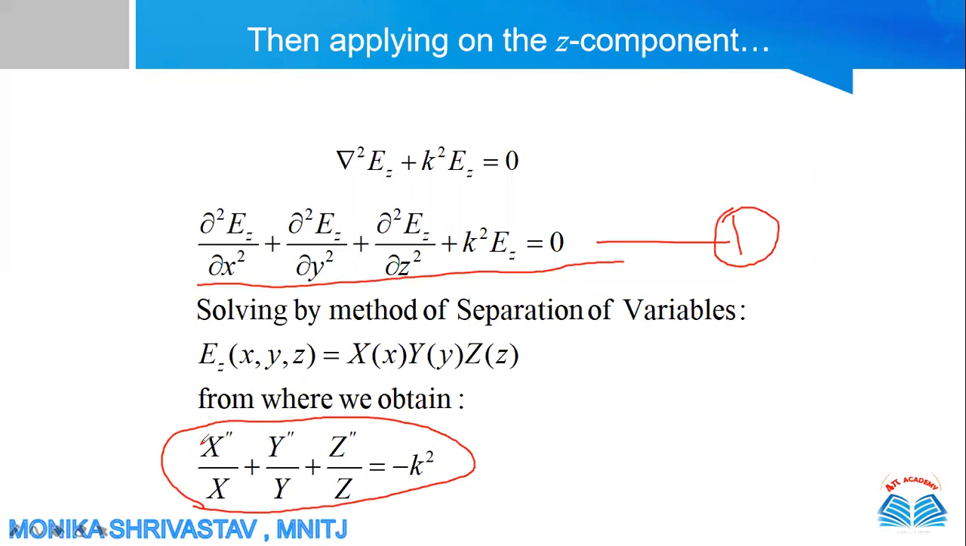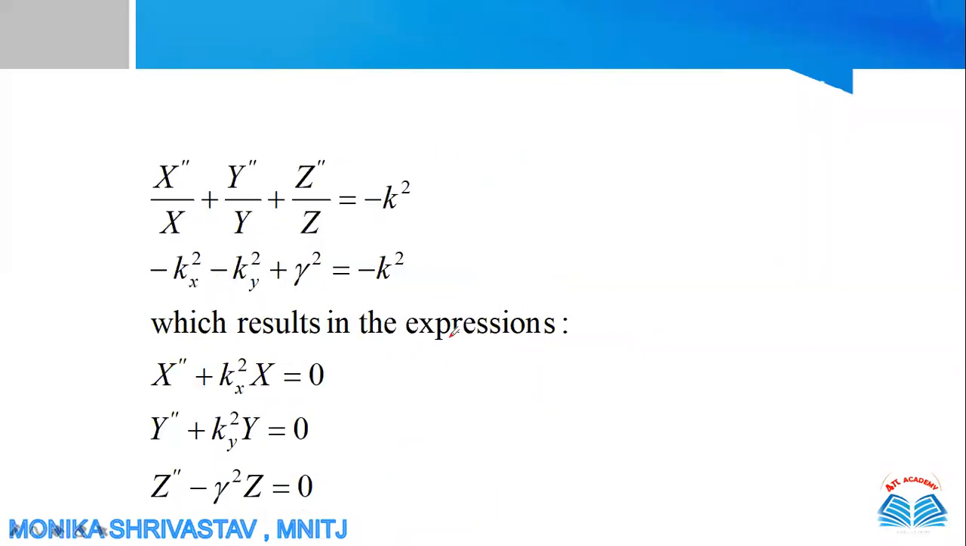What does X double dash mean? X double dash is d2 over dx square, Y double dash is d2 over dy square, and Z double dash is d2 over dz square as well. This k square will come from here to here, and it will be minus now. Yes, moving ahead, this is our equation. Let us assume this is kx square, this is ky square, and this we are assuming as gamma square for our convenience to solve the questions.